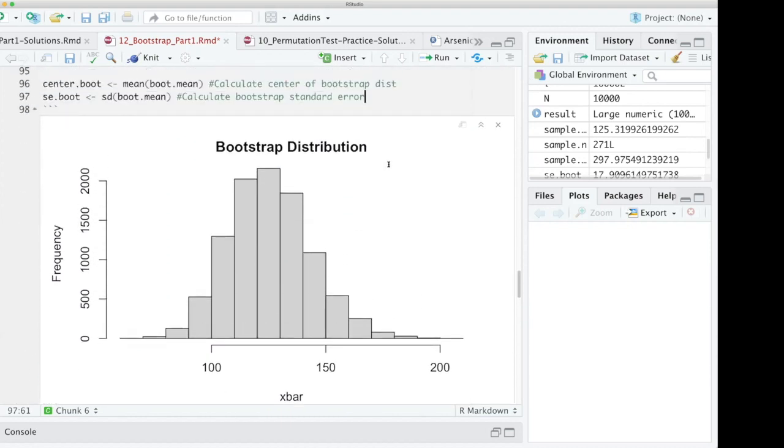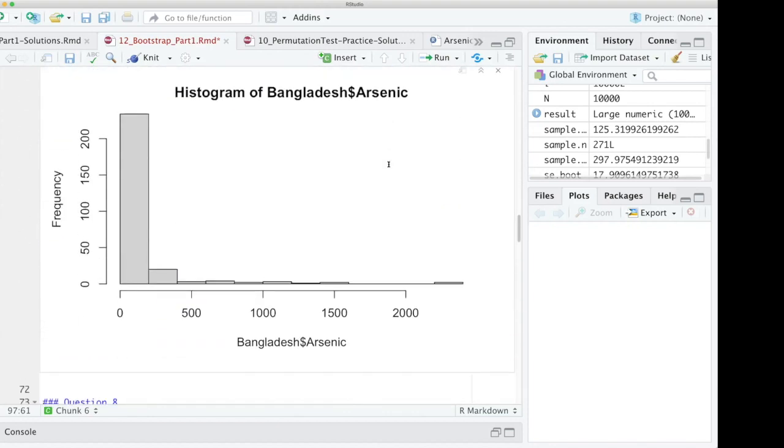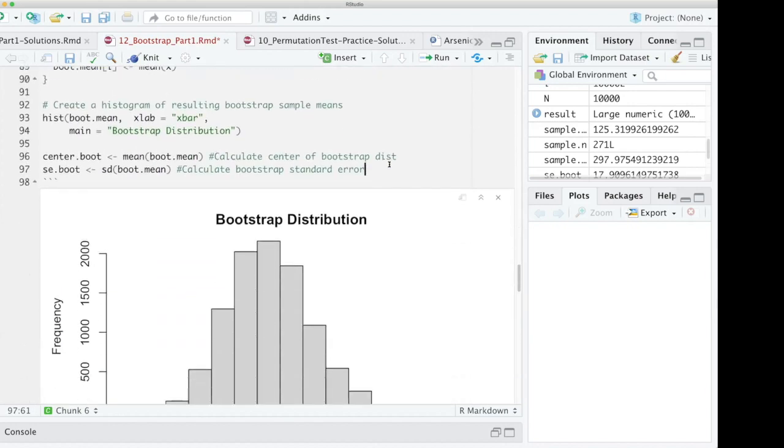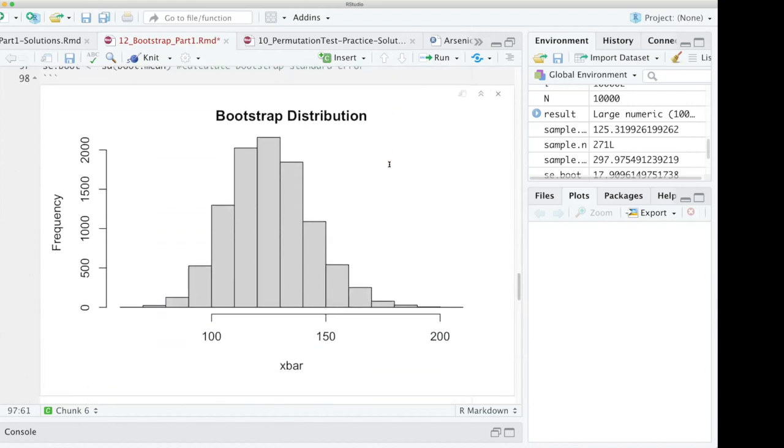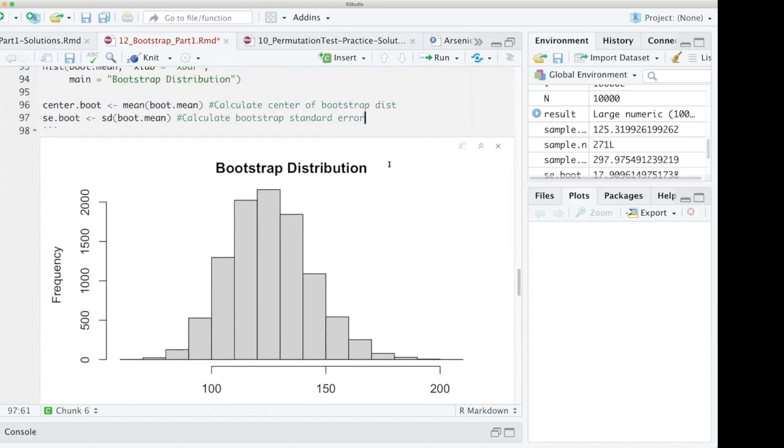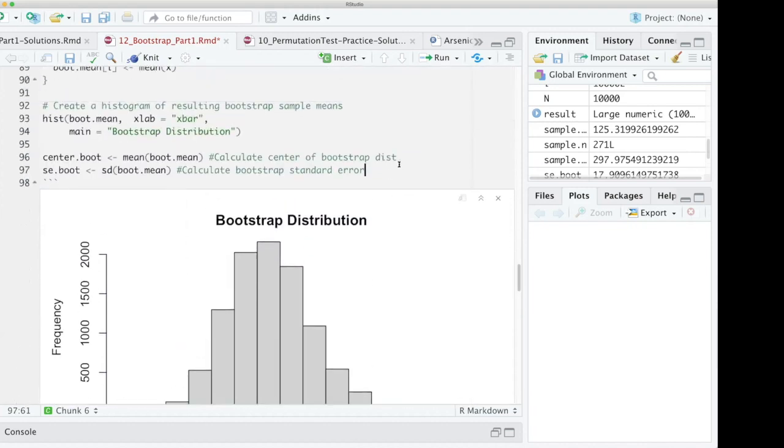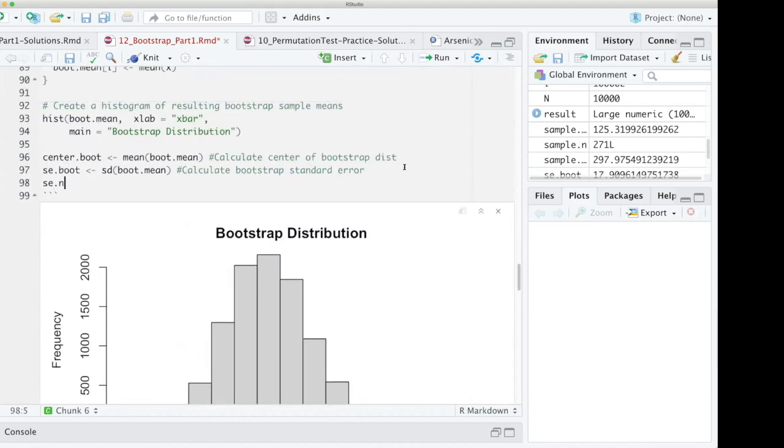It's worth pointing out, right? Here is our sample, highly non-normal. Even with data like that, we get a bootstrap distribution and sampling distribution which is very closely approximated with the normal distribution. And let me actually see what this output looks like.